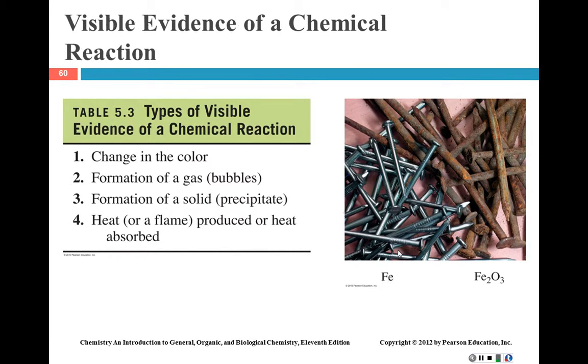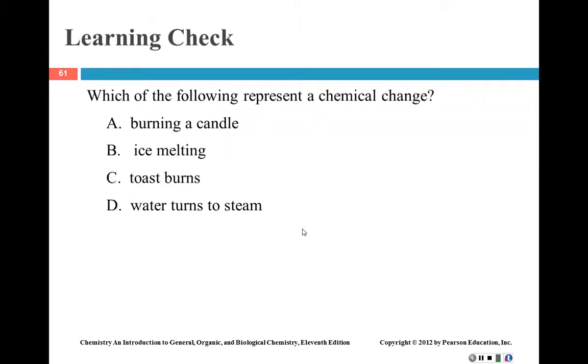So there are visible evidences of a chemical reaction: if they change in color, if they form bubbles, if they form a precipitate, or if they produce heat, or if they get cold during the course of that reaction. Which of the following represents a chemical change? Put this on hold for a minute and see if you can figure out which would be a chemical change. Remember, look back at the definition of what a chemical change is, okay? Then come back and we'll see how you did.